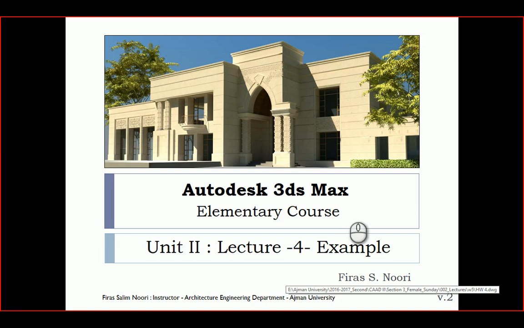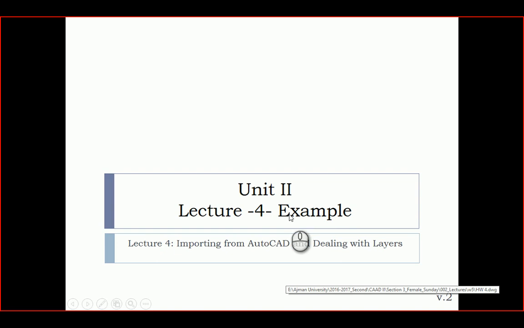Hi, this is Autodesk 3D Studio Max Elementary Course, Unit 2, Lecture 4 example. In today's lecture, I'm going to continue the previous Unit 2, Lecture 4, in which we talked about the 2D shape and extrusion. But in this part of the lecture, I'm going to show you how to import from AutoCAD, how to deal with layers, and how to change that into 3D Studio Max geometry in exact detail.